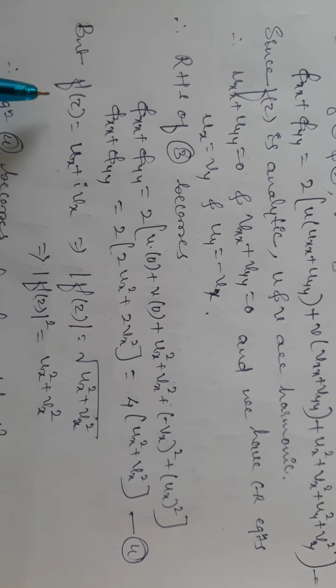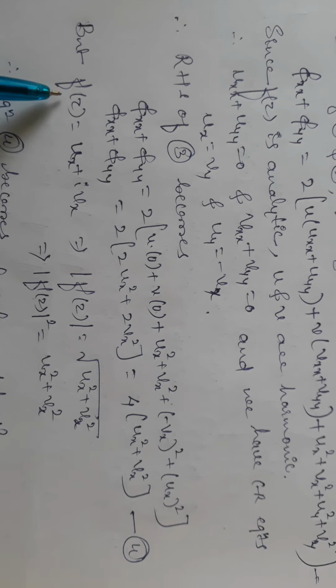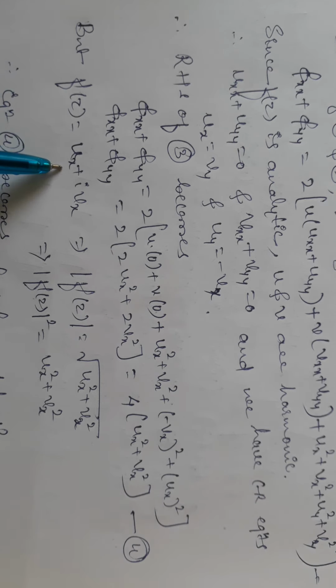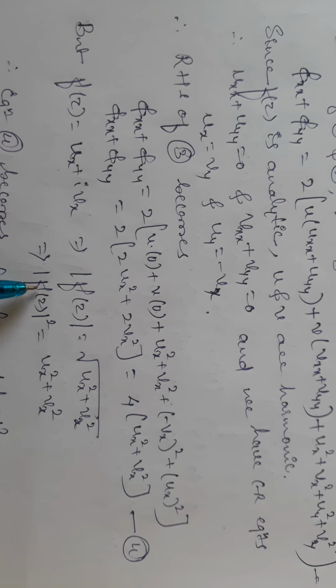But we know that f dash of z is in the Cartesian form ux plus i vx. Again, this is a complex number. Mod of a complex number is square root of square of real part, that is ux square, plus square of imaginary part, that is vx square. Then take the square, therefore mod f dash z whole square is ux square plus vx square.